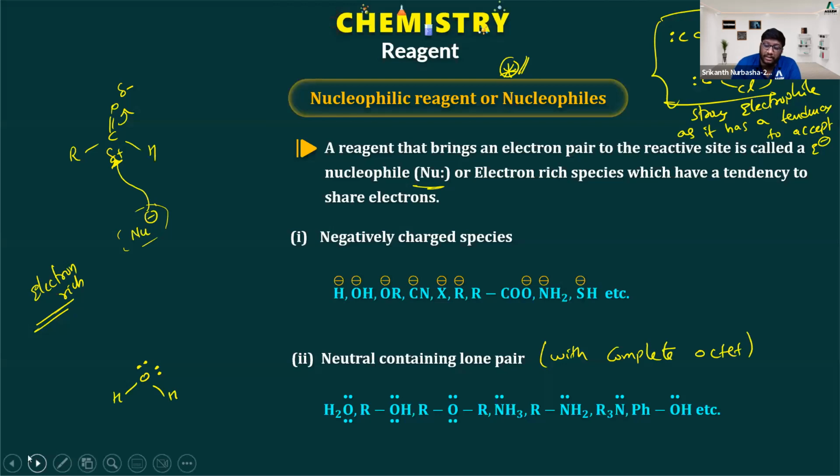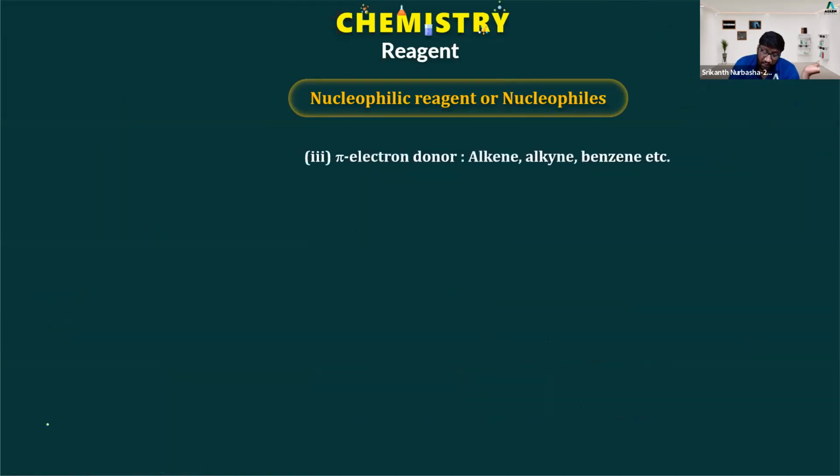In that reaction, you can easily observe it is accepting electrons. The CCl2 is actually accepting the electrons from the pi electron density of your benzene ring. Yes or no? So that means it is acting as an electrophile, not a nucleophile. And pi electron donors like alkenes and benzene: benzene will undergo electrophilic substitution reactions. Alkenes will undergo electrophilic addition reactions, if you remember.